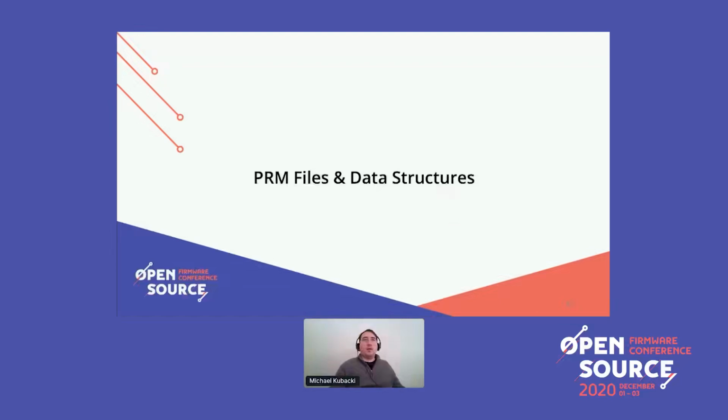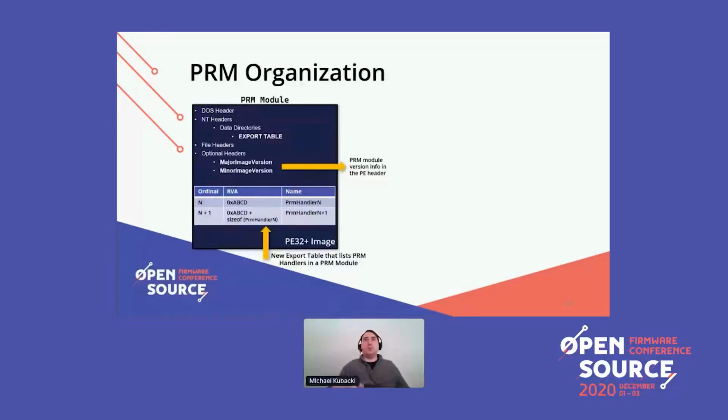Now we'll look at the PRM files and data structures. This is how PRM is organized in terms of the actual code and design. PRM is a PE32 based image, very similar to EFI images. They are also PE32 images that adhere to the PE COFF specification. The PRM module itself has a DOS header followed by NT headers with data directories that have ultimately an export table. And we use the export table extensively for PRM.